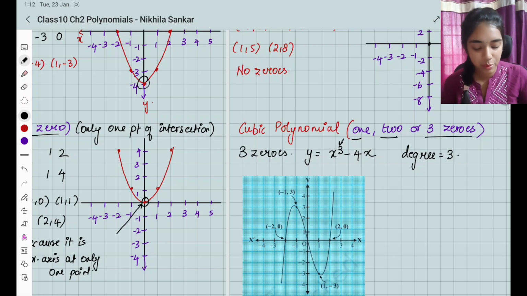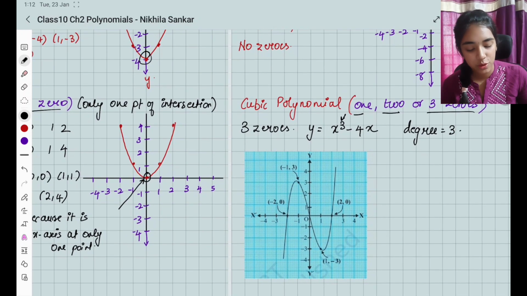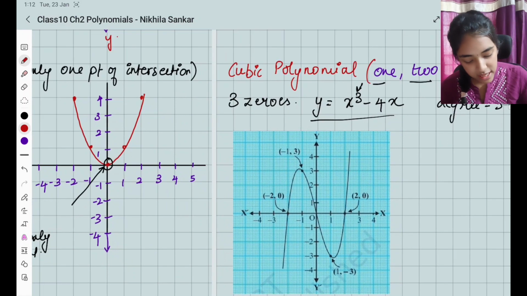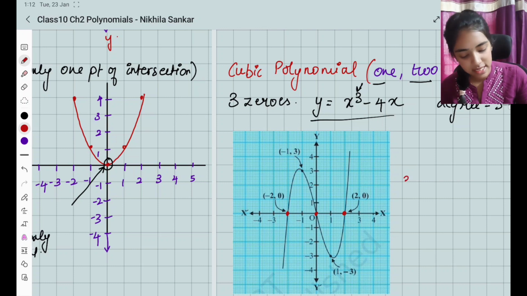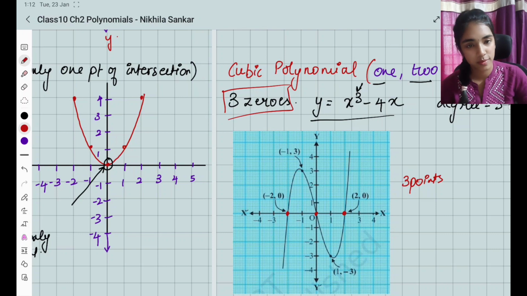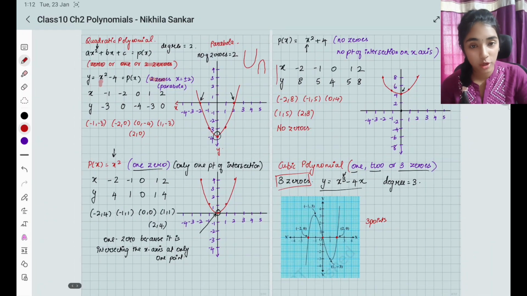Okay, இந்த இடத்துல graph நான் போட்டிருக்கேன். We are not going to plot the values for this. So you have y equals x³ minus 4x. So இதுக்கு 3 zeros இருக்குன்னு சொல்றாங்க. 3 zeros இருக்கா? Let's see. So on the x-axis, it is intersecting at 1, 2 and 3. So it is intersecting the x-axis at 3 different points and hence it has 3 zeros. புரிஞ்சுதா? So this is going to be cubic polynomial with 3 zeros.